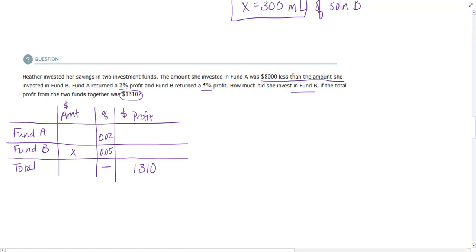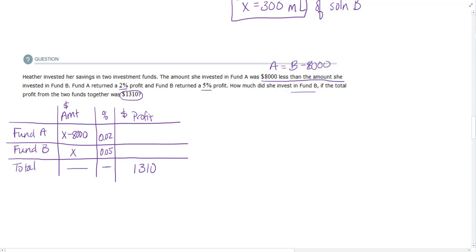Okay, so now let's go back to this 8,000. So A was, so that's like an equals, 8,000 less than B. Less than means subtract, but flip it around, which is a common thing for people to mess up. So if I'm letting B be X, then A could be X minus 8,000. And then I could add these together and get something for the total amount, but I don't think I'm going to need that, so I'm just not going to worry about it.